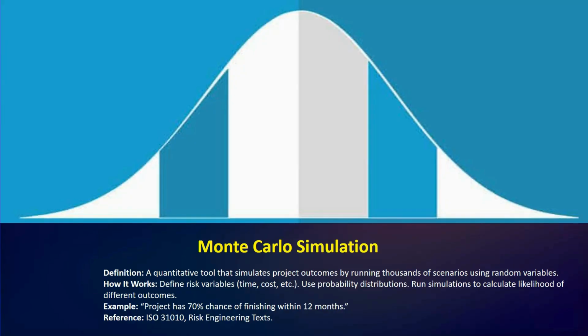Let's see what we have under definition. A quantitative tool that simulates project outcomes by running thousands of scenarios using random variables. How it works: define risk variables, time, cost, etc. Use probability distributions, run simulations to calculate likelihood of the different outcomes. Here we have the example: project has 70% chance of finishing within 12 months.